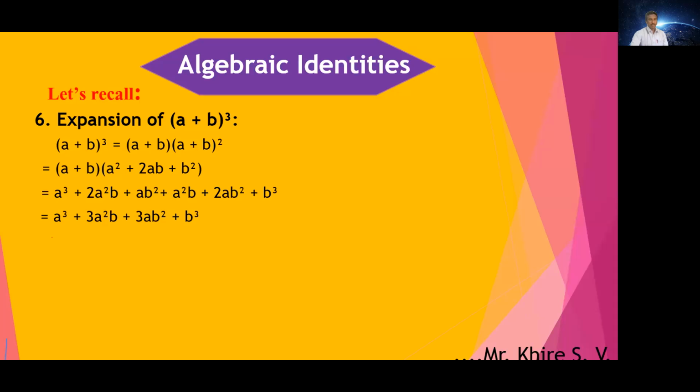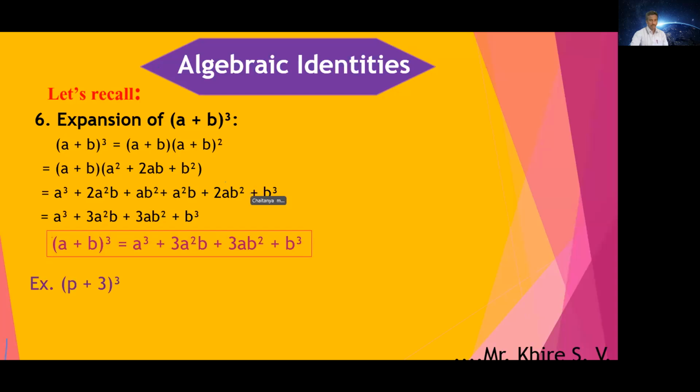Therefore, we get this identity: a plus b whole cube is equal to a cube plus 3a square b plus 3ab square plus b cube. You have to remember this formula, Chaitanya.